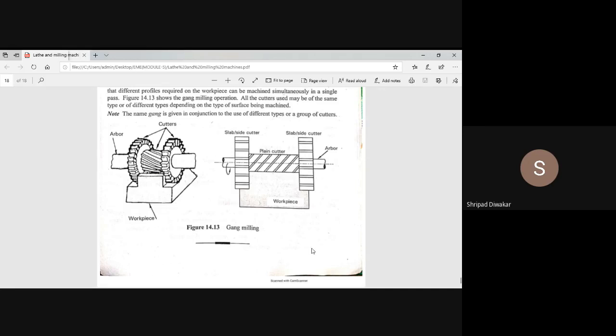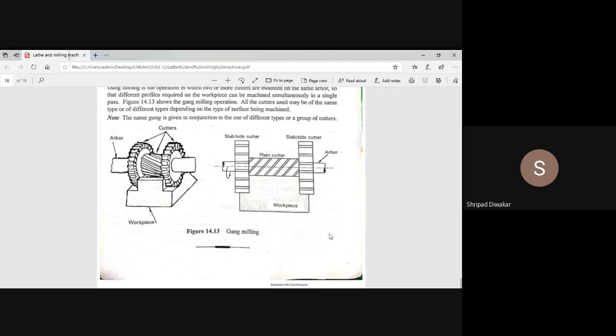And the operations we can perform on the lathe machine are facing, means length reduction. Second one is cylindrical turning, reduction in the diameter of the given job. And third one is taper turning, means the generation of the conical surface on the given workpiece. And fourth operation is knurling, means generation of the required format on the given workpiece. And then thread cutting and drilling.